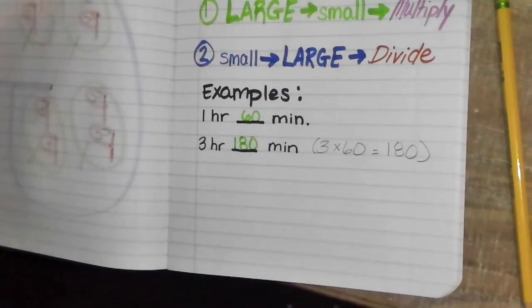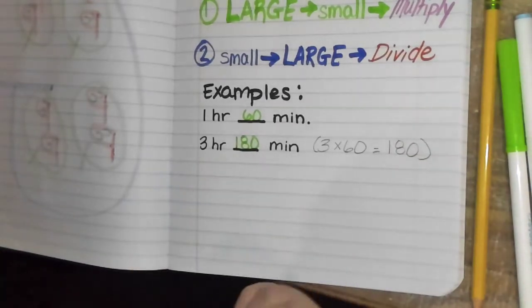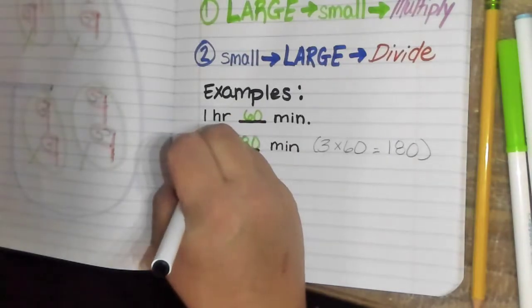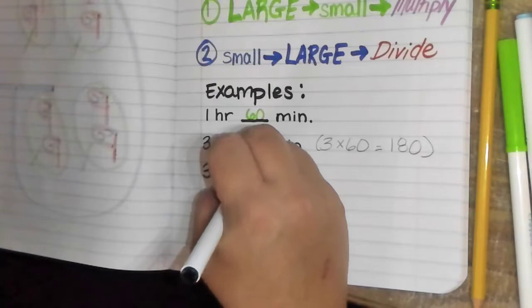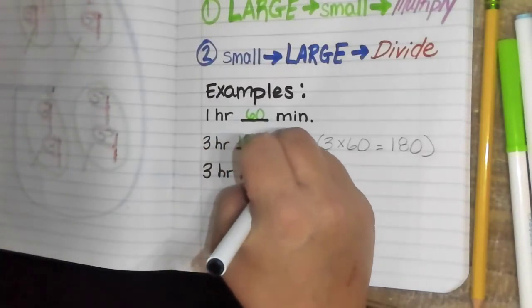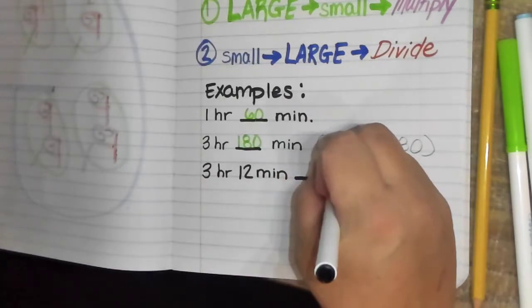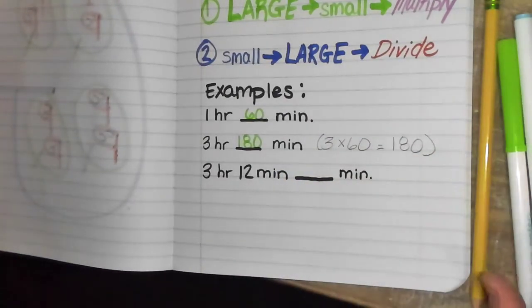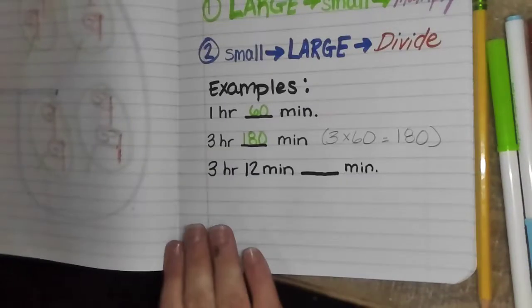Okay, but what if somebody says, I think you're wrong. That movie that we're going to see, it's 3 hours and 12 minutes. And your other friend says, well, how many minutes long is that? Again, you're not going to whip out your little handy-dandy table that we made earlier. So you need to know how to solve this.